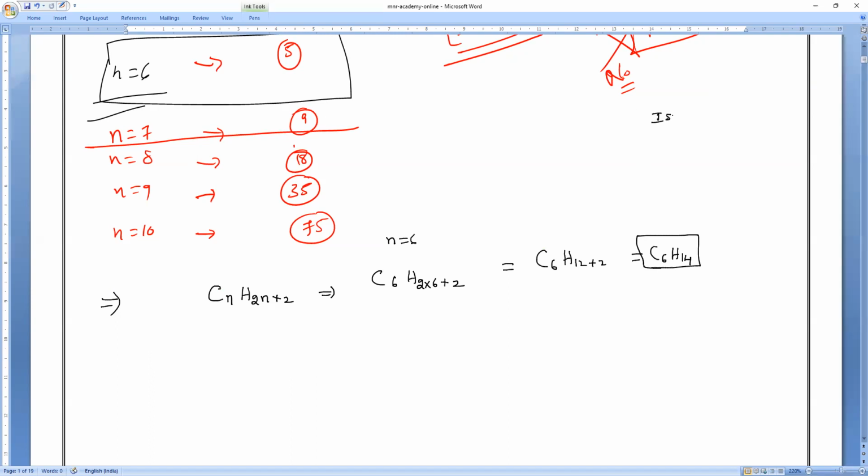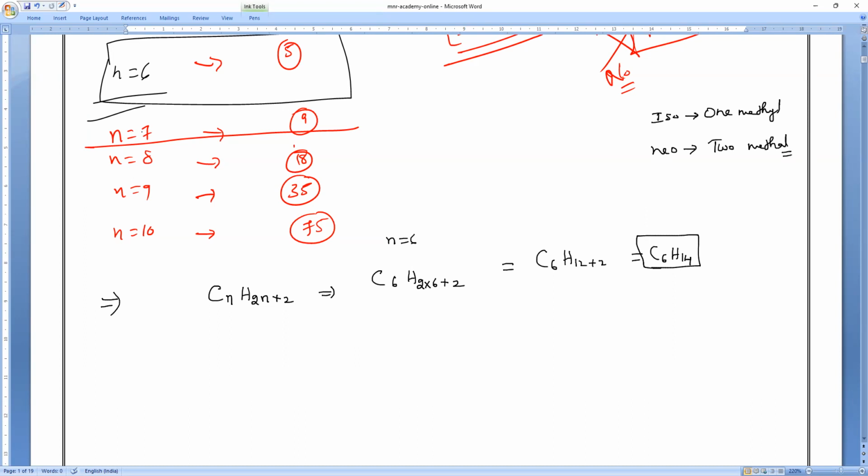Okay. Now one more thing I forgot to say. Remember, iso means what I said, everybody. At least how many methyl groups? Iso means, please respond, everybody, one methyl group is present. Neo means how many methyl groups? All of you. 2 methyl groups.